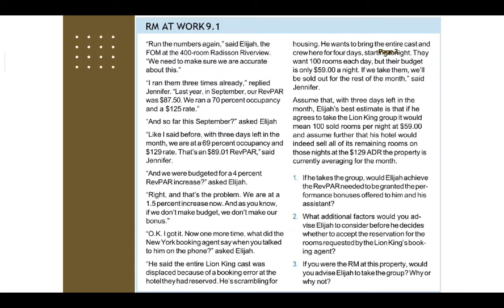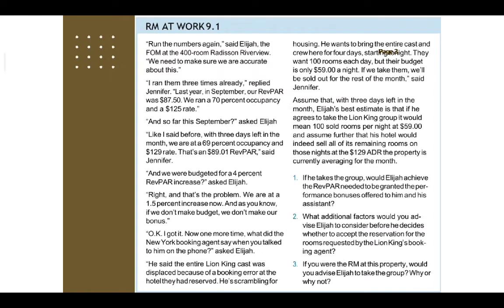Assume that with 3 days left in the month, Elijah's best estimate is that if he agrees to the Lion King group, it would mean 100 sold rooms per night at the $59 rate. And assume further that his hotel would indeed sell all of its remaining rooms on those nights at the $129 ADR the property is currently averaging for the month.